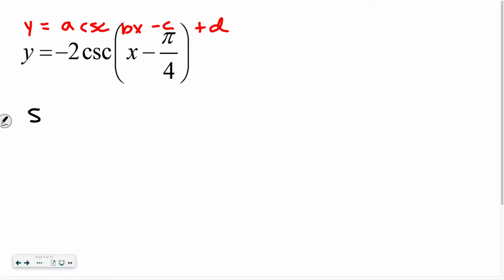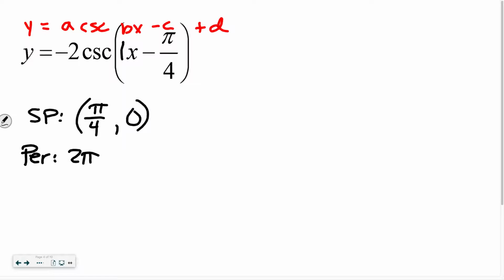So starting point, I normally would do C over B for the x-coordinate or the horizontal shifting. What's my value of C? Positive pi over 4. What is my value of B? 1. So that means it's just pi over 4 over 1, which is pi over 4. And then what's my value of D? 0. So I got my starting point. I probably want my period. 2 pi over 1, which is 2 pi.